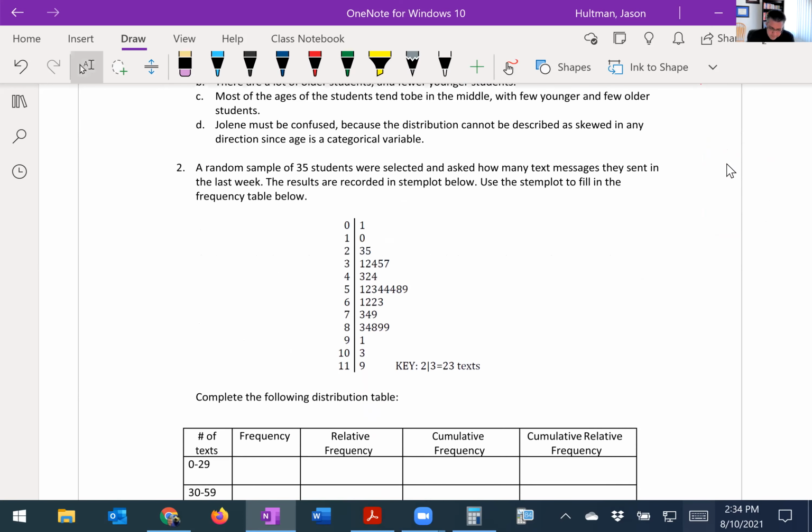Okay, number 2. A random sample of 35 students are selected and asked how many text messages they sent the last week. The results are recorded in a stem plot below. Use the stem plot to fill in the frequency table.